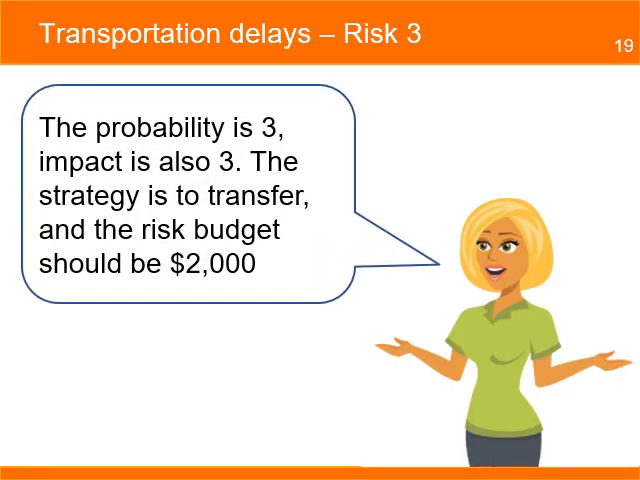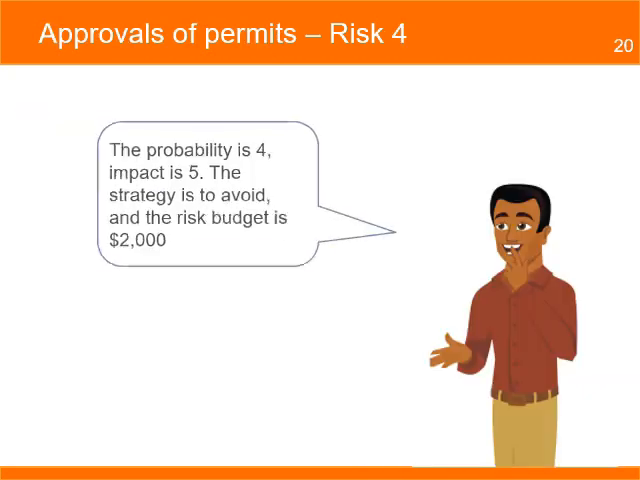The procurement officer added a new risk she believes is important. Purchased materials may arrive a week later than planned. She estimates that the value for probability should be a level 3 and a level 3 for impact. The strategy she suggests is to transfer the risk and contact a second transportation company. The cost of the project for this risk is $2,000.